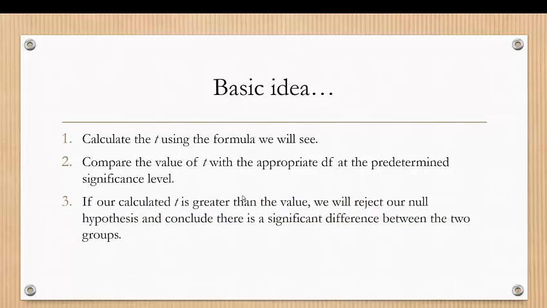If our calculated t is greater than the critical value, then we will reject our null hypothesis and conclude there is a difference between the two groups.